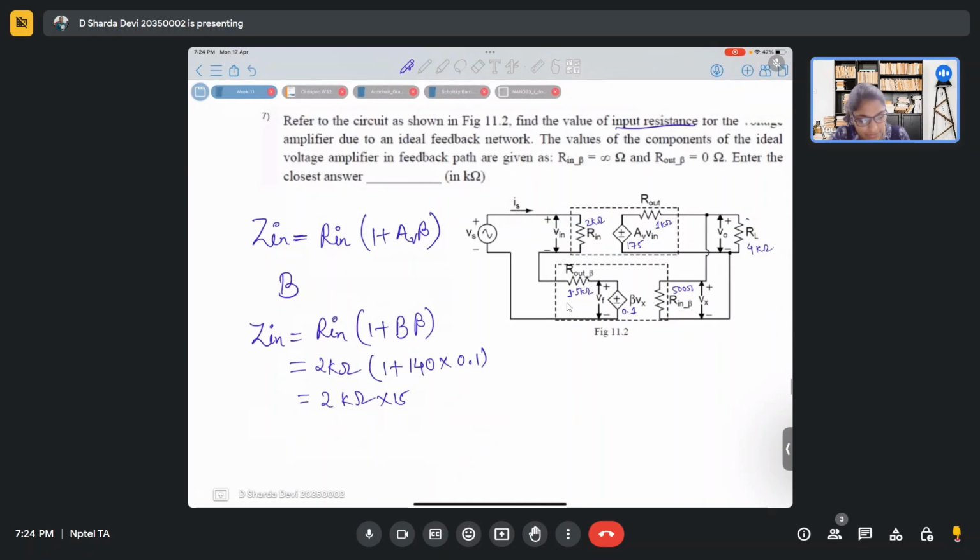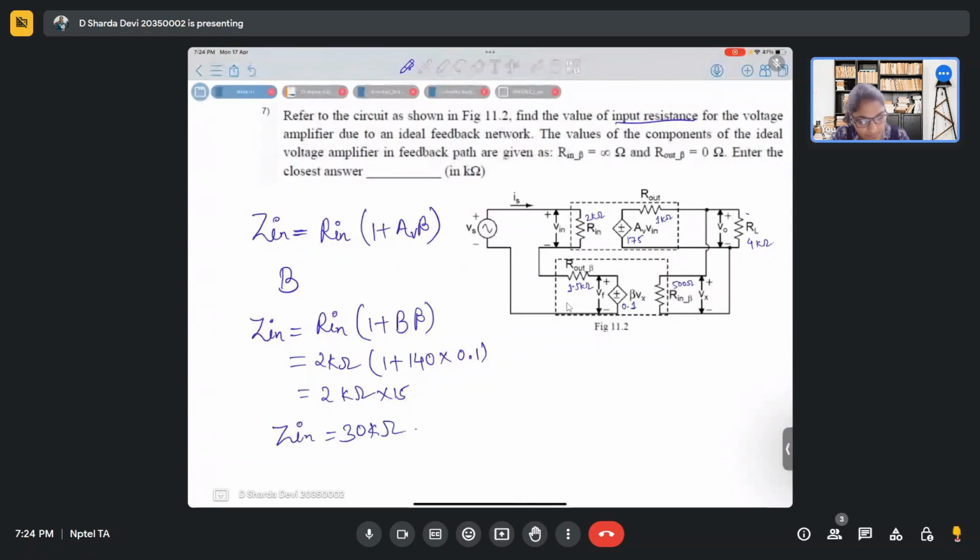So Zin will be 30 kilo ohms, right? If you observe very carefully, with closed loop gain, the feedback has actually reduced the gain. But if we see the factor for Zin, the Zin should be higher for voltage, right? And after feedback, we are actually getting higher Zin. So it will further reduce the loading effect, which we can clearly observe from here.